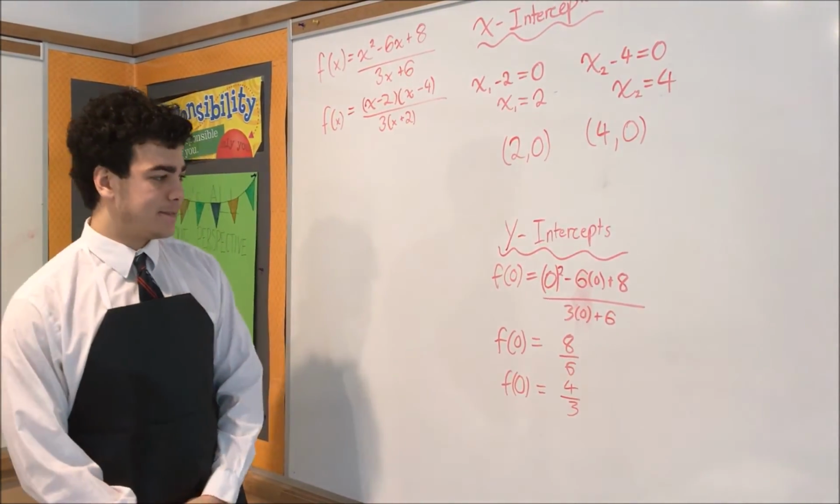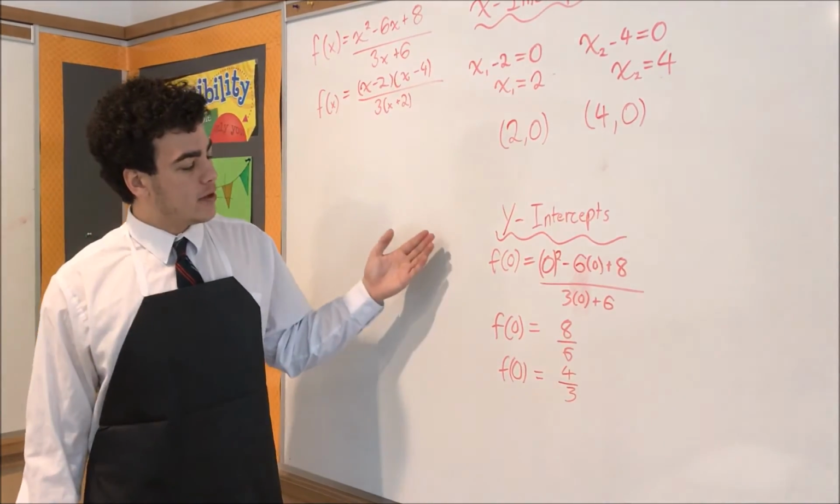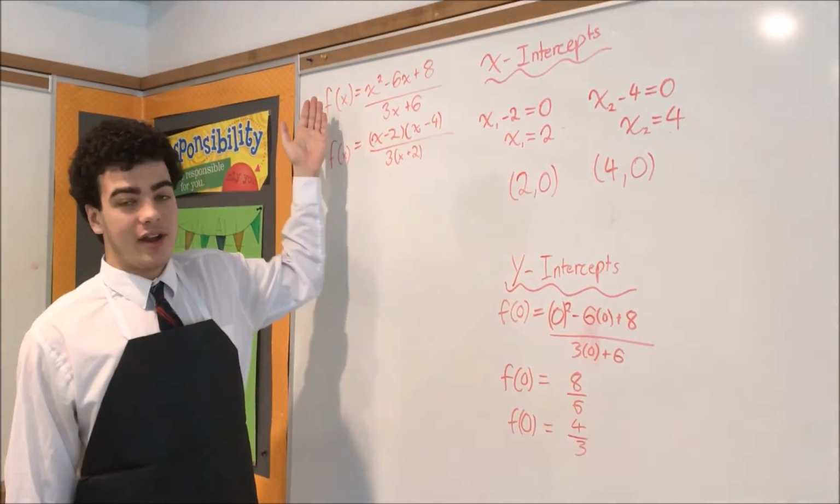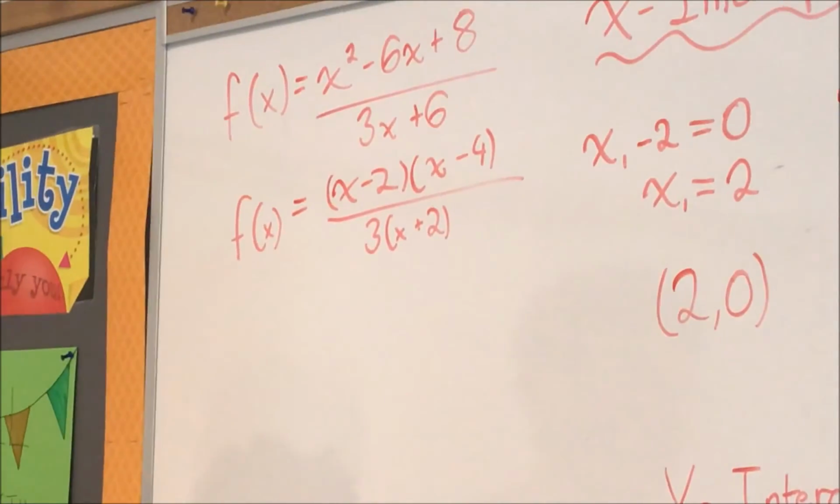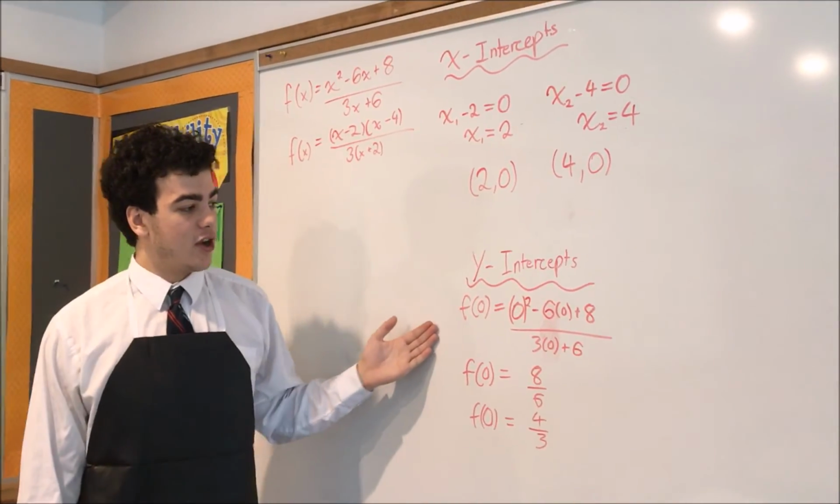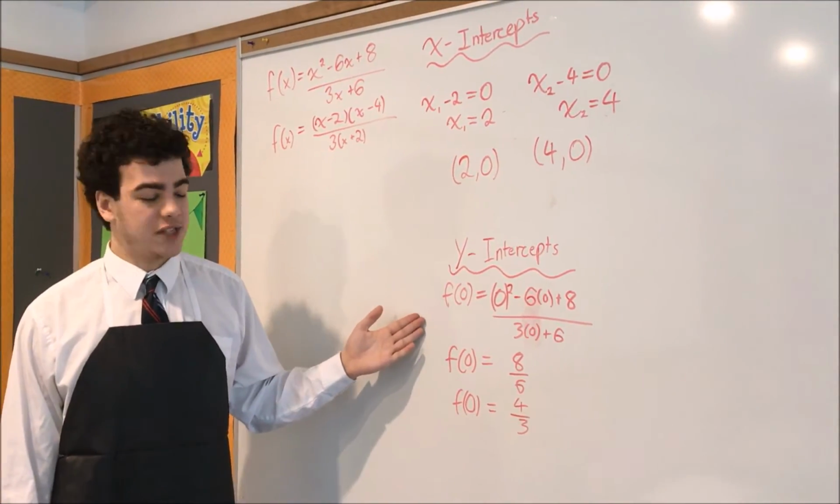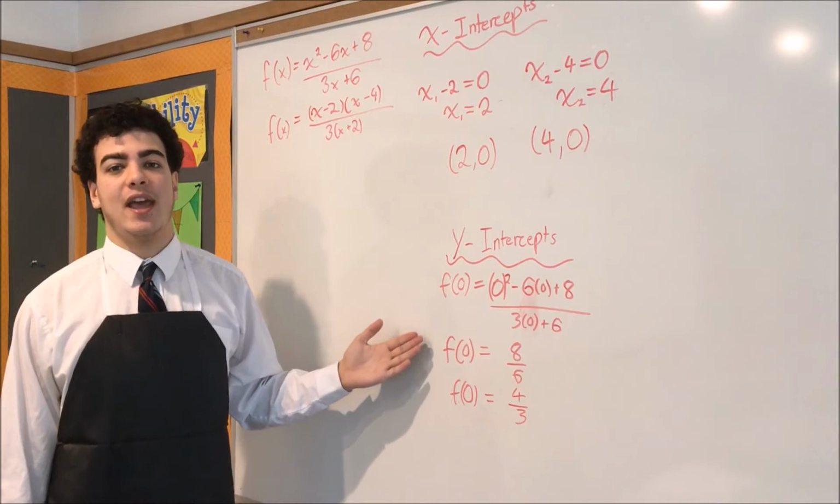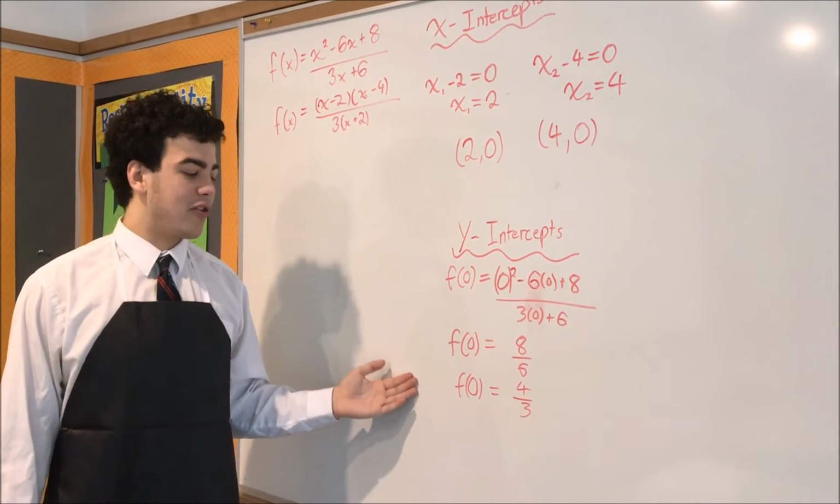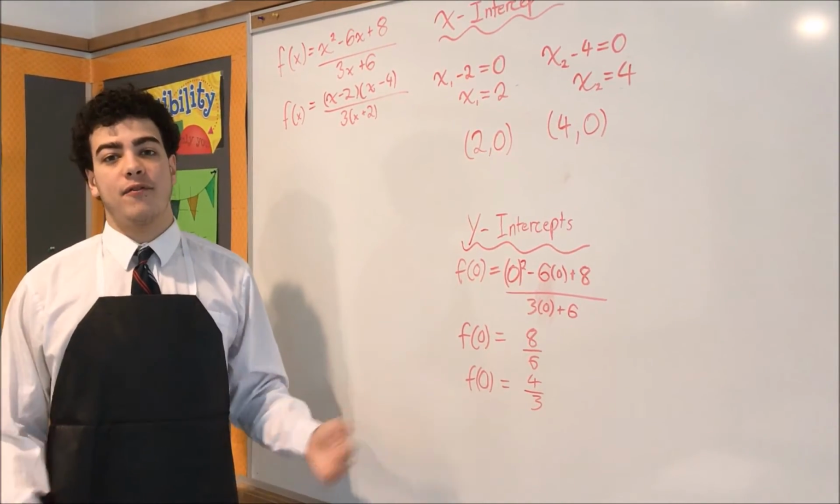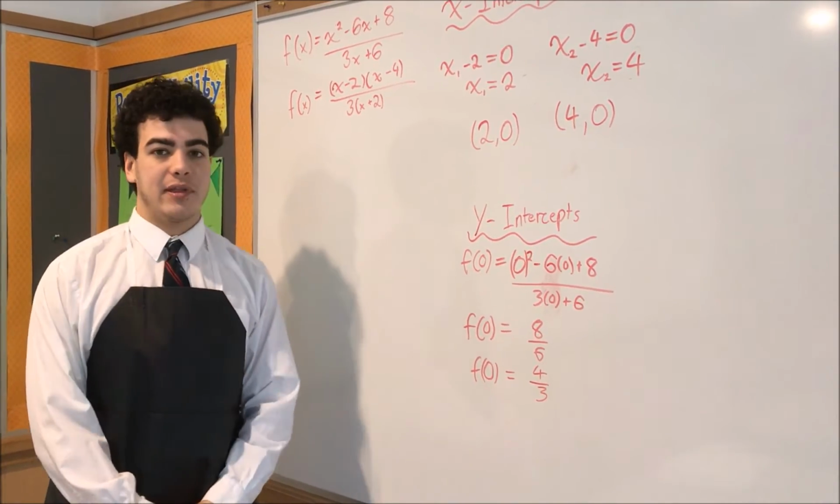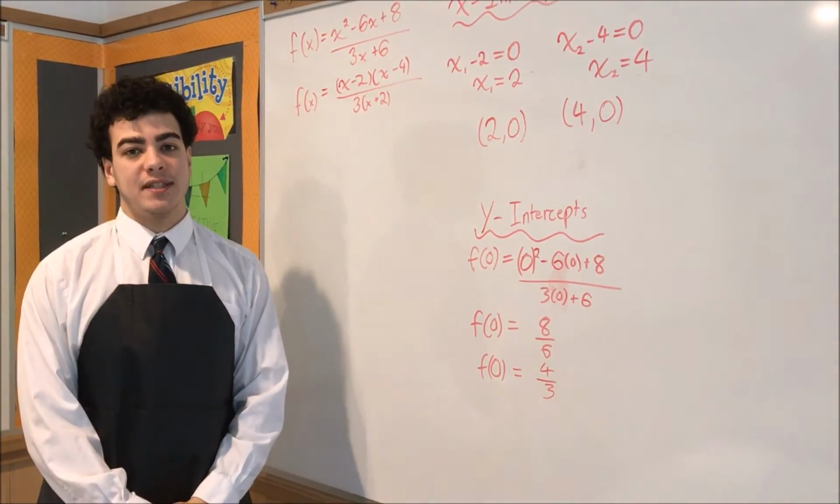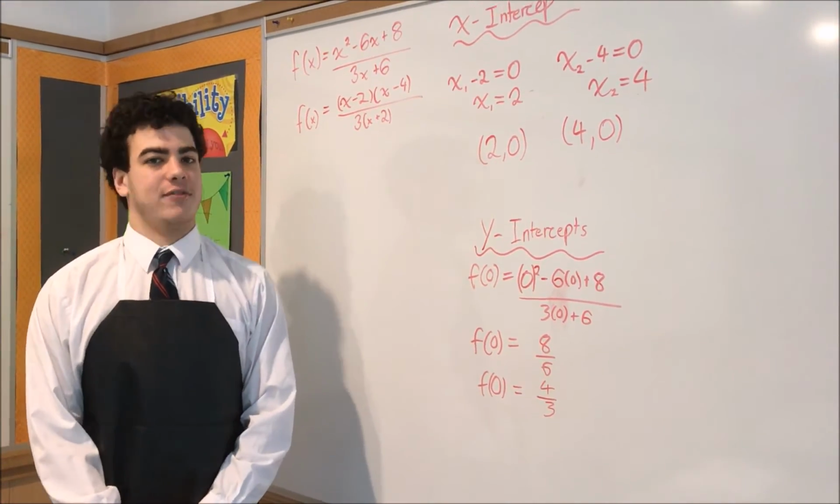Next, to find the y-intercept, we input the x value of 0 and find out what the y value is. So we use the raw unfactored form because this is much simpler to find. If we input 0 for all the x values, we just get 8 over 6, so our y value for our y-intercept is 4 over 3, making our y-intercept 0, 4 over 3.